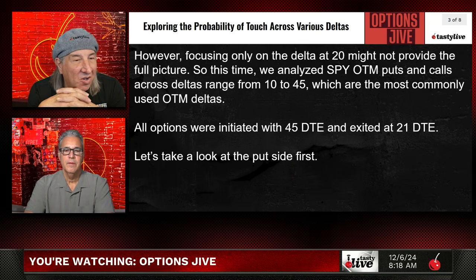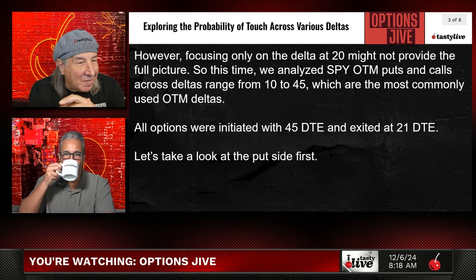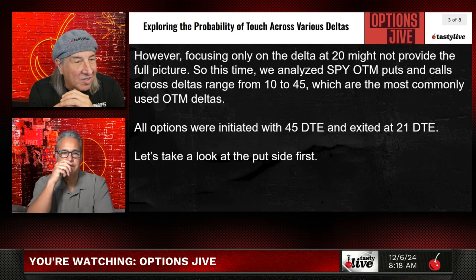However, focusing only on the 20 delta might not provide the full picture. So this time we analyzed SPY out of the money puts and calls across various ranges from 10 to 45, which are the most commonly used out of the money deltas. All options were initiated at 45 days and exited at 21 days. Let's take a look at the put side first.